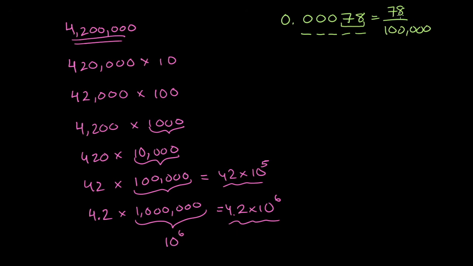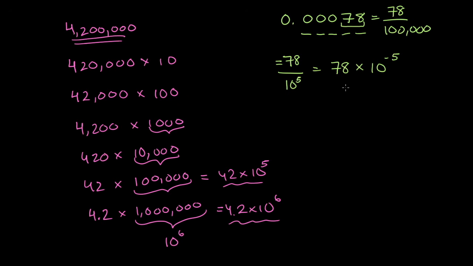And you might say, okay, well, why is that useful? Well, that's the same thing as 78 divided by 10 to the 6th, or 10 to the 5th, I should say. Let me be careful. I have 5 zeros here. 10 to the 5th power. And that's the same thing as 78 times 10 to the negative 5 power. So that's kind of interesting.